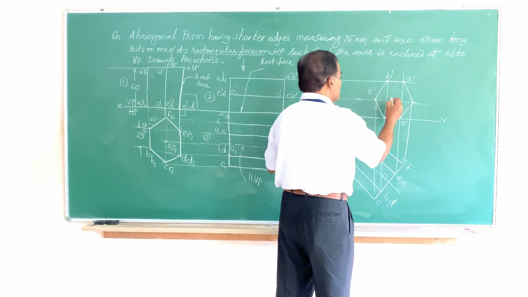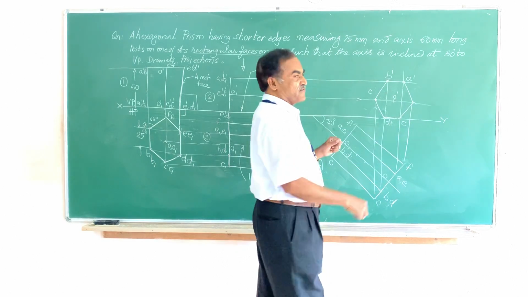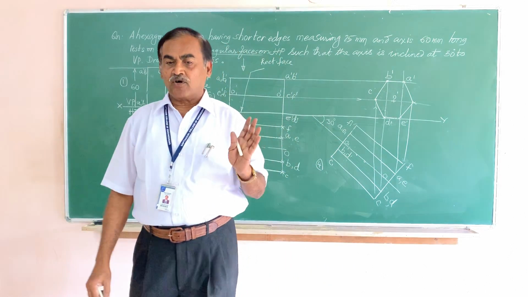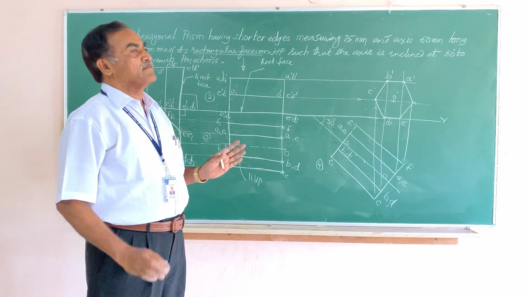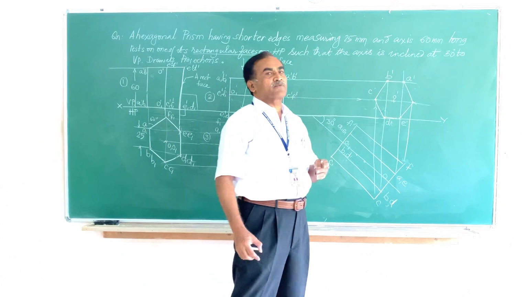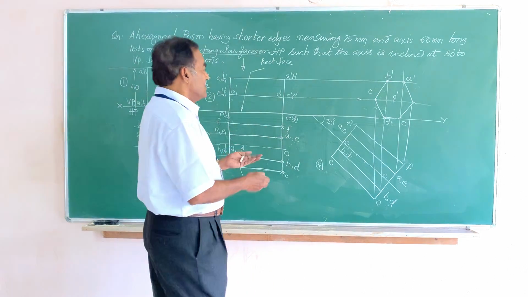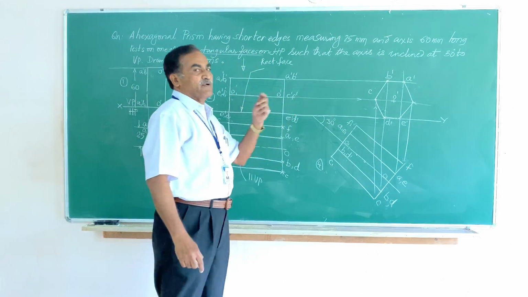Exactly in the center of this, you can just locate O dash, the center of the top face. I have shown the top face by all visible lines because the top face of the object is nearer to the observer, hence you will be able to see the complete top face of the solid. So all these are shown by visible lines.